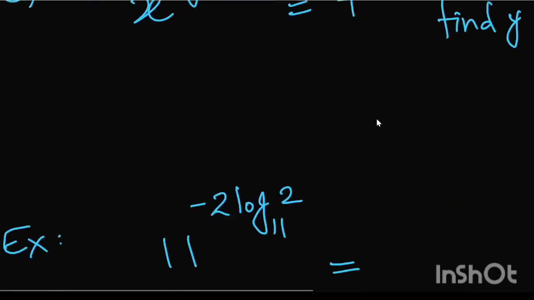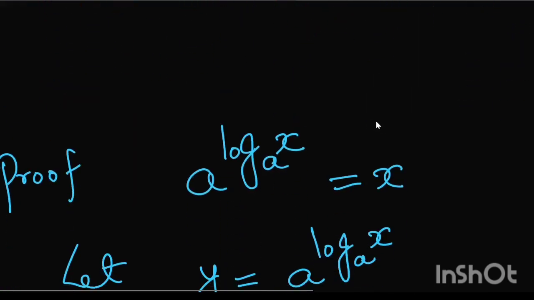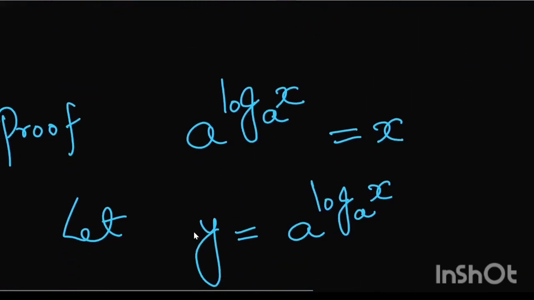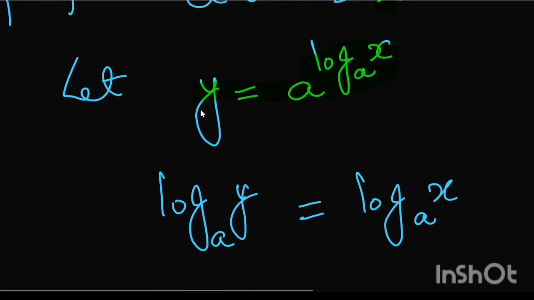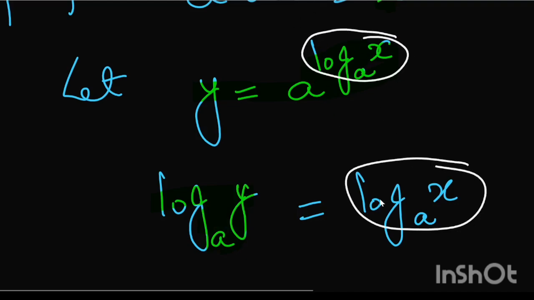So how can we prove this, guys? Let's assume that y is equal to this left hand side. Now in order to prove that, we need to prove y is equal to x, because here it is x. So in the next step we will write it using the logarithmic form. So log y base a would be this, whatever is there in the power will come down. So it is equal to log x base a.